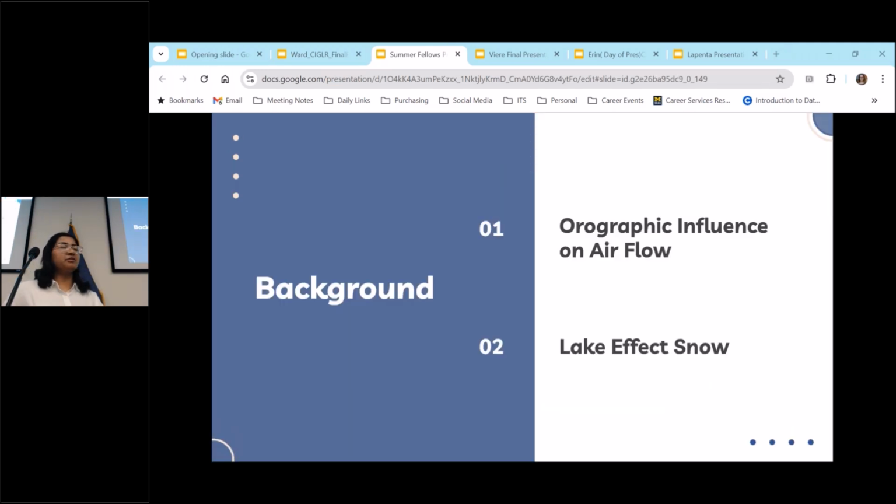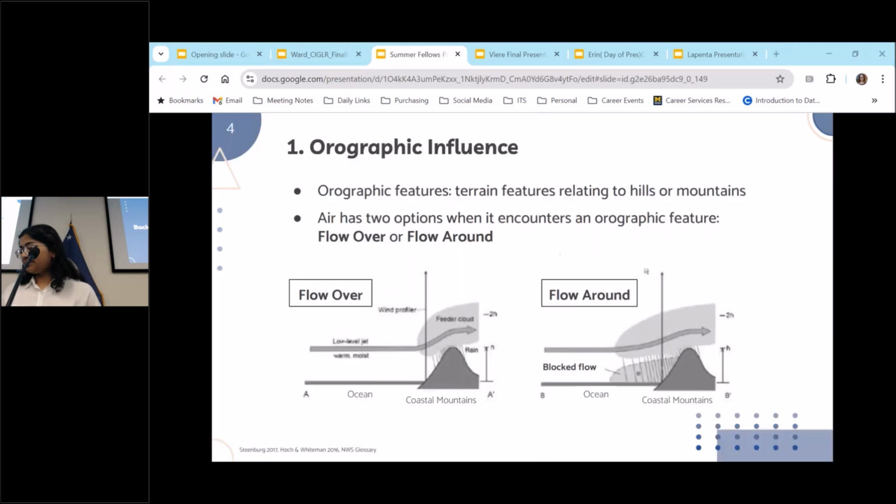So first I want to give a little bit of background on how orographic features influence airflow, as well as what a lake effect storm is. So what are orographic features? They're basically just terrain features that are related to hills or mountains, and this can include dunes, plateaus, anything that just rises out of the ground.